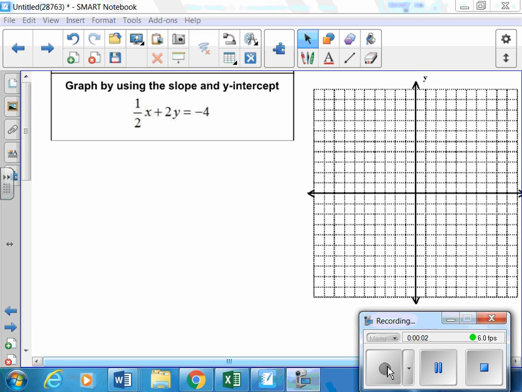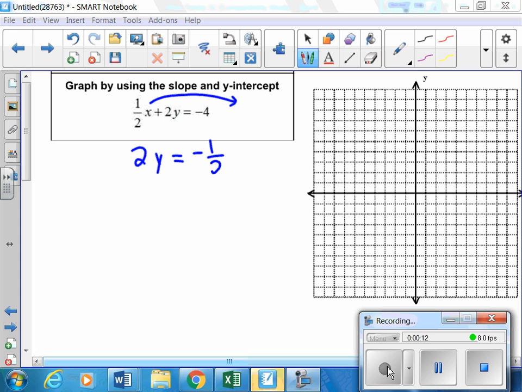Let's graph this using the slope and y-intercept. We have to solve for y. So I'm going to move 1/2 x to the other side. And we'll have 2y equals negative 1/2 x, and then you have minus 4.